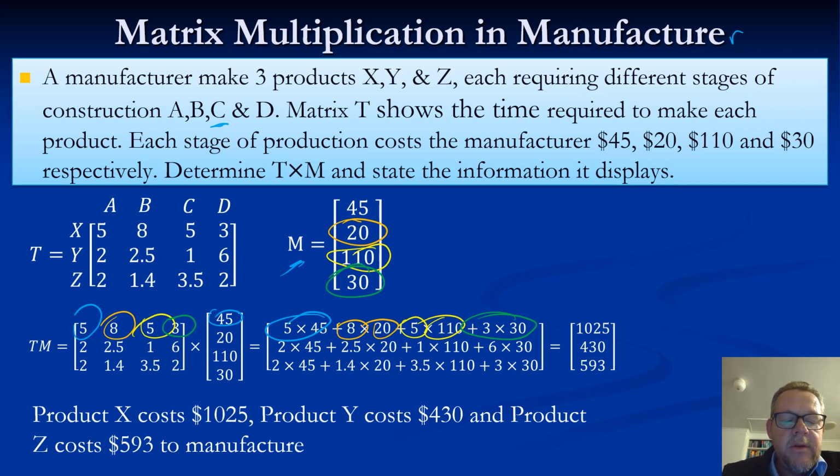And then do likewise for the next rows: row 2 times that column and then row 3 times that column. You should end up with these results. To interpret that, we say product X costs 1025, Y 430 and Z 593 to manufacture.